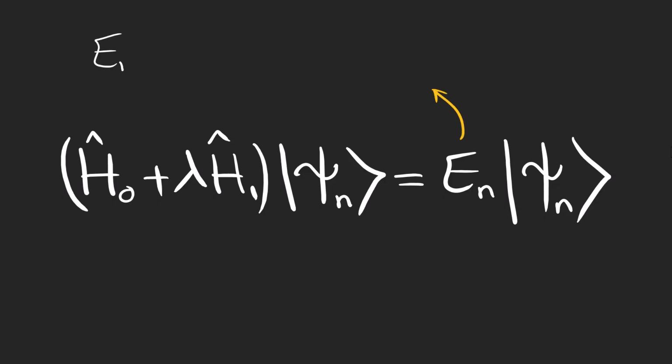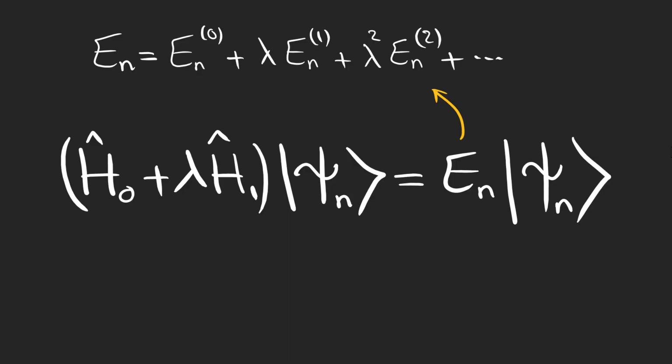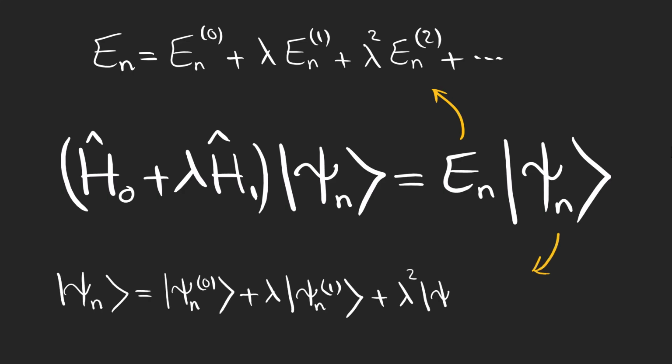We write En as a sum of different terms. The first term accounts for the unperturbed eigenvalue. The second term is the first order correction or the first order energy shift, and so on. Also for the eigenfunctions, the first term shows the unperturbed eigenfunctions of H0. The second term is the first order correction of the new eigenfunctions, and so on.